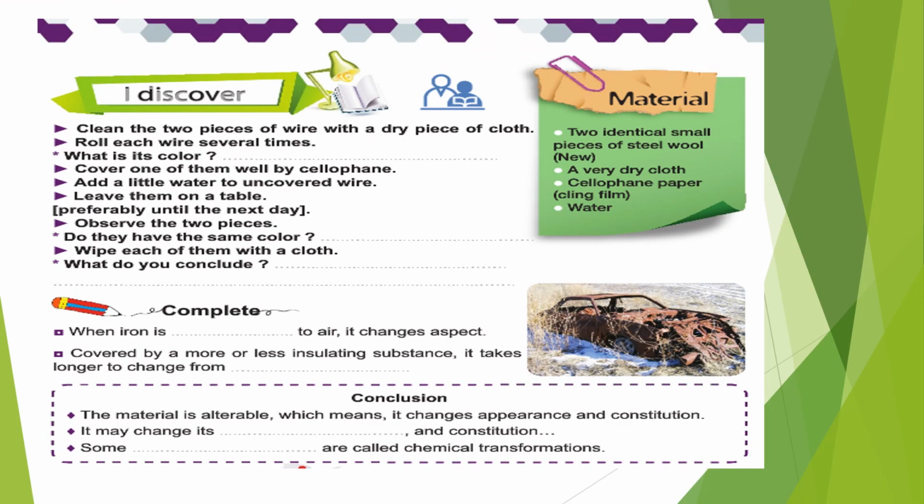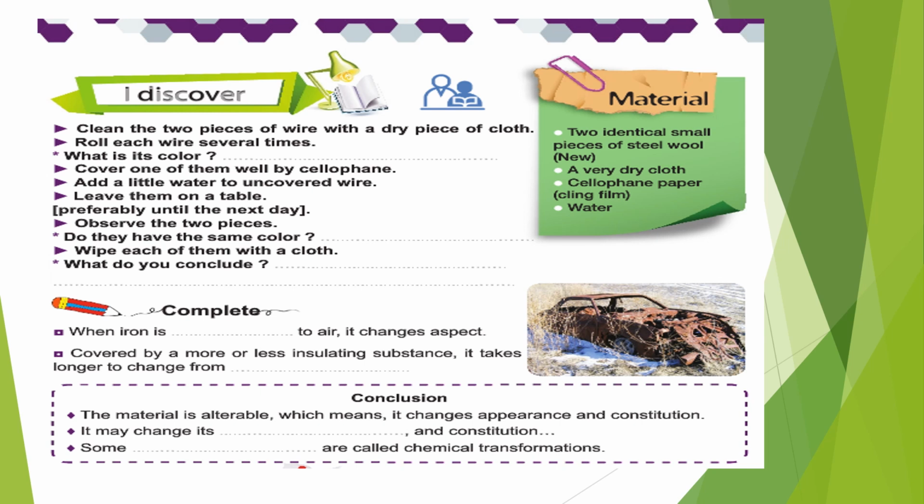I discovered. Clean the two pieces of wire with a dry piece of cloth. Roll each wire several times. What is its color? What's the color of the iron? It's reddish or orange, okay? Cover one of them with a cellophane. Add a little water to the uncovered wire. Leave them on a table. Observe the two pieces. Do they have the same color? Will they keep the same color?